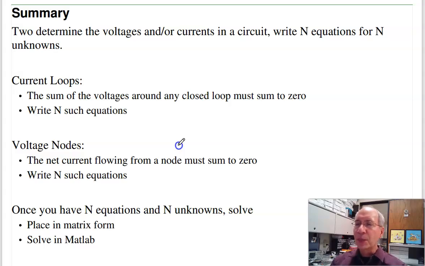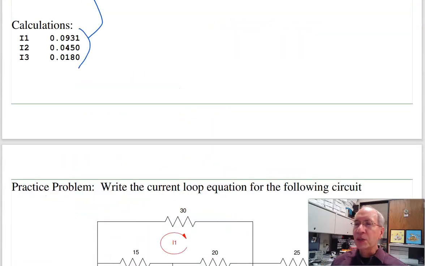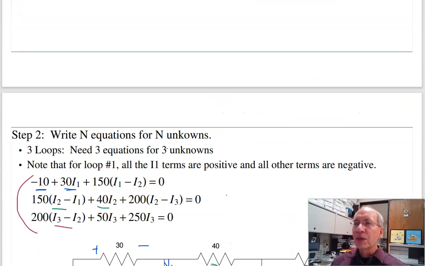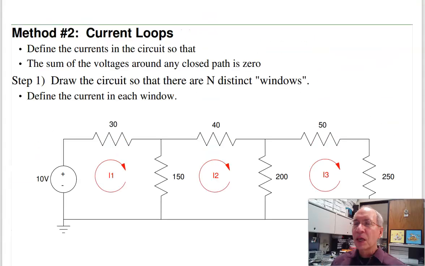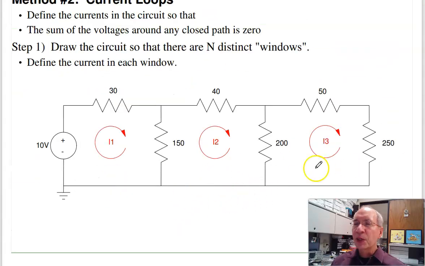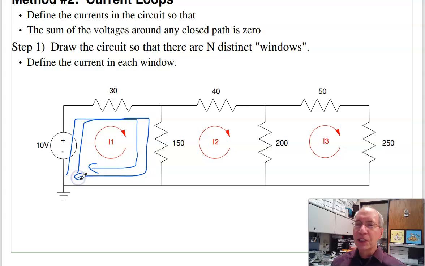Now, one comment. There are ways to do this wrong. For example, back up here, if I want to do current loops, I need 3 equations, 3 unknowns. I could say, here's the first loop. That's one equation. Here's the second loop. Here's the third loop. That doesn't work. In Matlab, if I did that, I'd get 3 equations, 3 unknowns. When I solve, I get matrix not invertible.